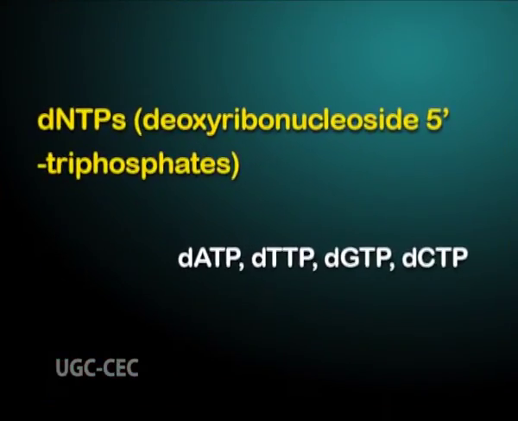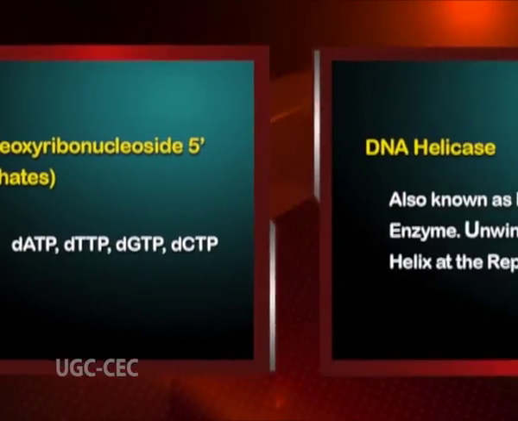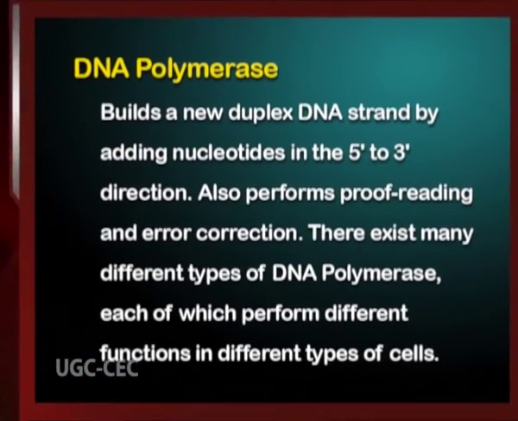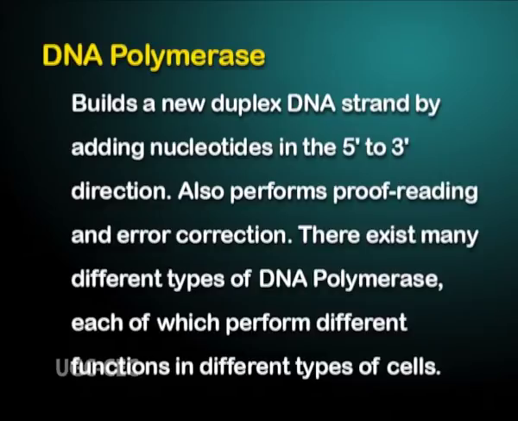dNTPs, that is deoxyribonucleoside 5' triphosphates, which include dATP, dTTP, dGTP and dCTP. DNA helicase, also known as helix destabilizing enzyme, that unwinds the DNA double helix at the replication fork. DNA polymerase, that builds a new duplex DNA strand by adding nucleotides in the 5' to 3' direction. It also performs proofreading and error correction.